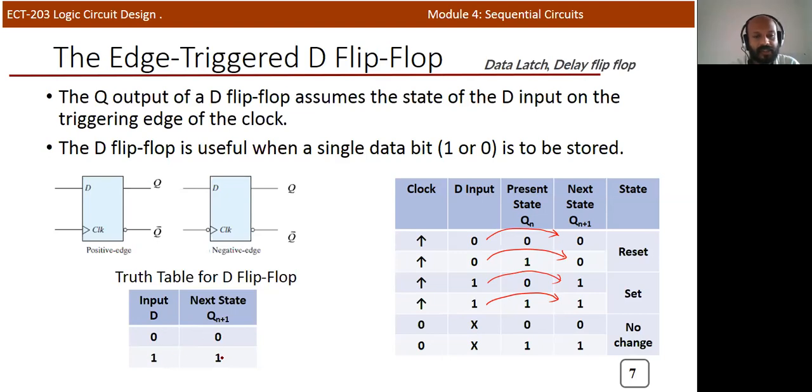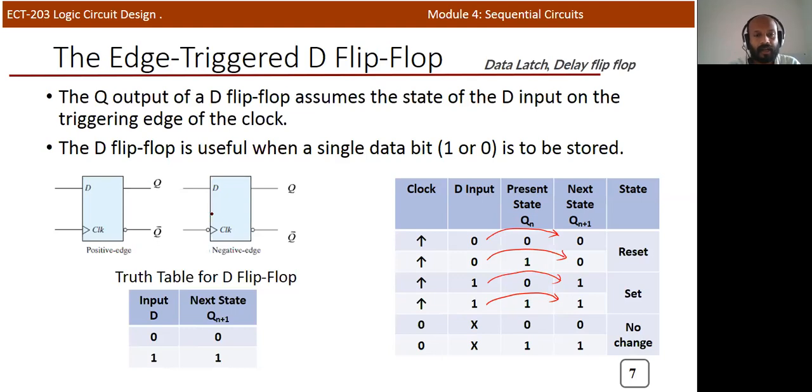D input is 1, next state is 1. So this is a very simple form of truth table. It's very easy to remember. This is Qn plus 1, not Qn. There's no importance for Qn. If D input is 0 and there is a clock, output will be 0. If D input is 1 and the clock signal is 1, or rising edge, the output will be 1.